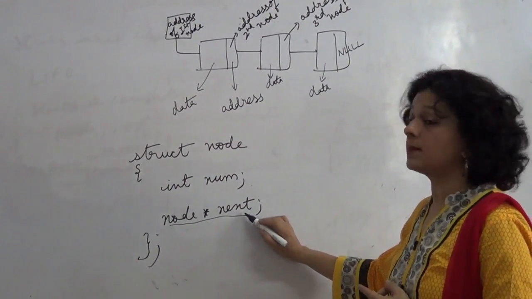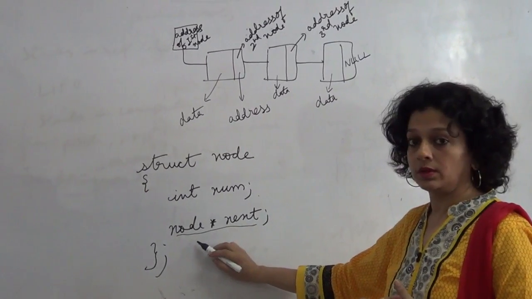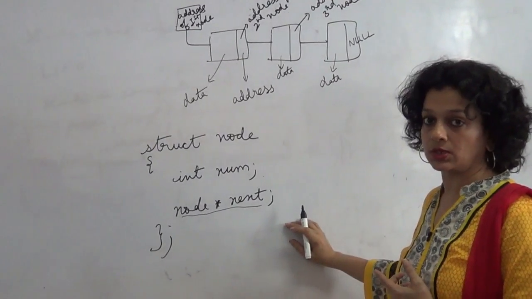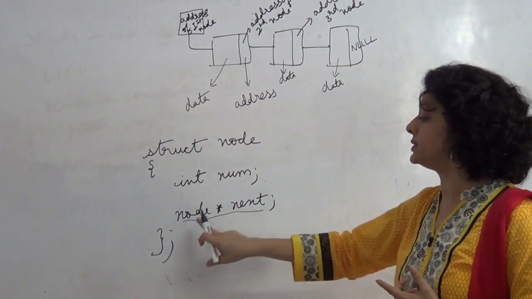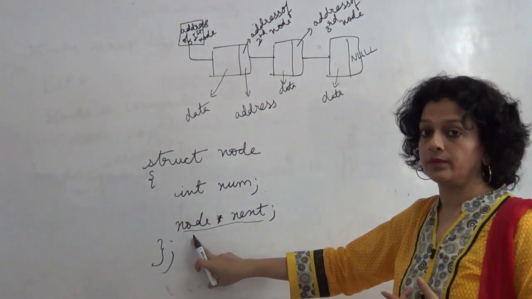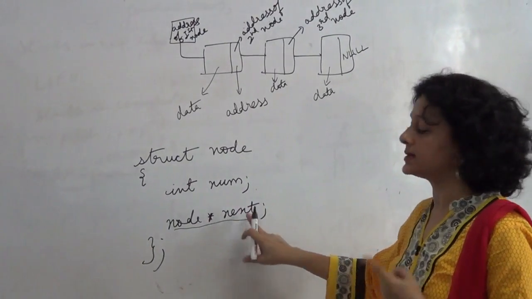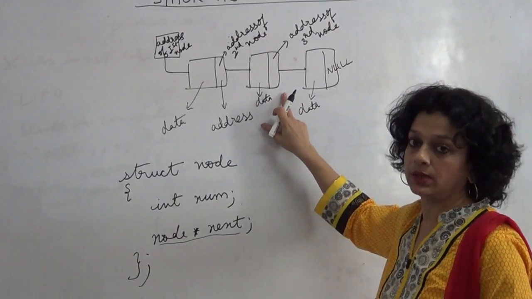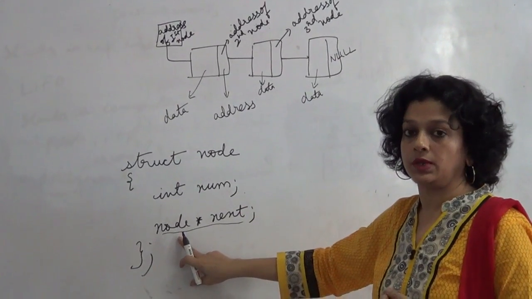Here next is a pointer of type node. And this type of structure is called a self-referential structure because it contains a pointer of type itself only. The type of this pointer next is of node type because it is going to store the address of node only. So it has to be node type only.